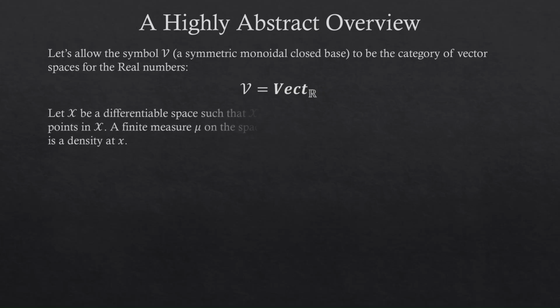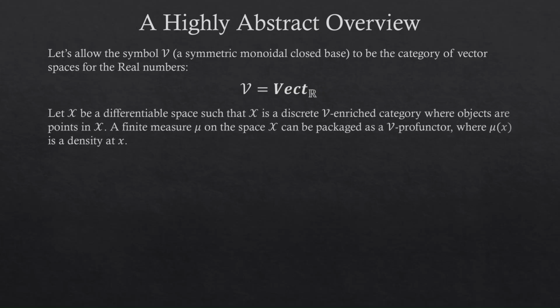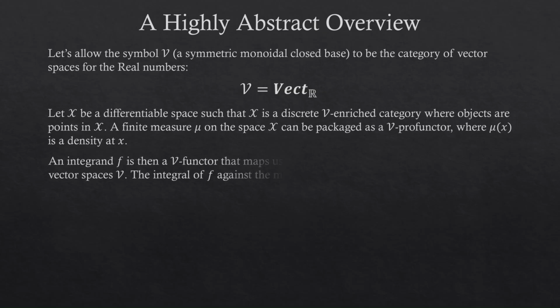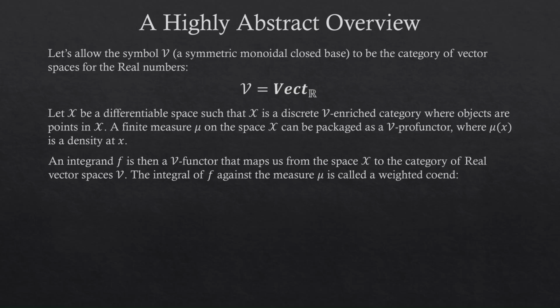So let's allow the symbol V, which is a symmetric monoidal closed base, to be the category of vector spaces for the real numbers. We're going to select the category of real vector spaces here for our symmetric monoidal base. Let X be a differentiable space such that X is a discrete V-enriched category where objects are points in X. A finite measure mu on the space X can be packaged as a V profunctor where mu of X is a density at X. An integrand F is then a V functor that maps us from the space X to the category of real vector spaces V.